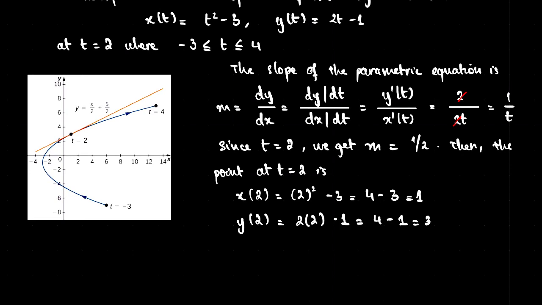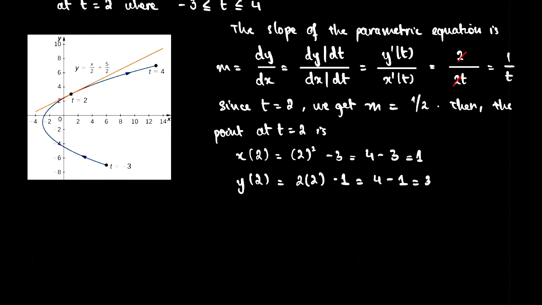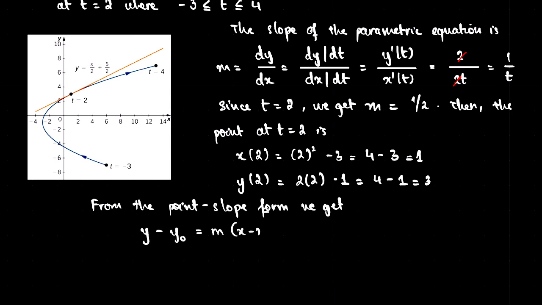Now you can write the equation of the tangent line to the parametric curve at t equal to 2. I'm going to use point-slope form to find the equation of a tangent line. From the point-slope form, we get that y minus y0 equal to m times x minus x0. So m in this case is clear, which is the slope. x0, y0 is the point on the curve. In this case, x0 is equal to 1, y0 is equal to 3.